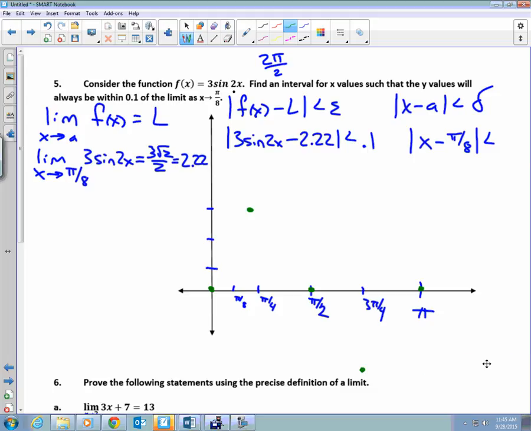I'm also going to put another point on there. It looks like the limit as x goes to pi over 8 is equal to 2.22. So I'm going to put that point right there. Is that okay?